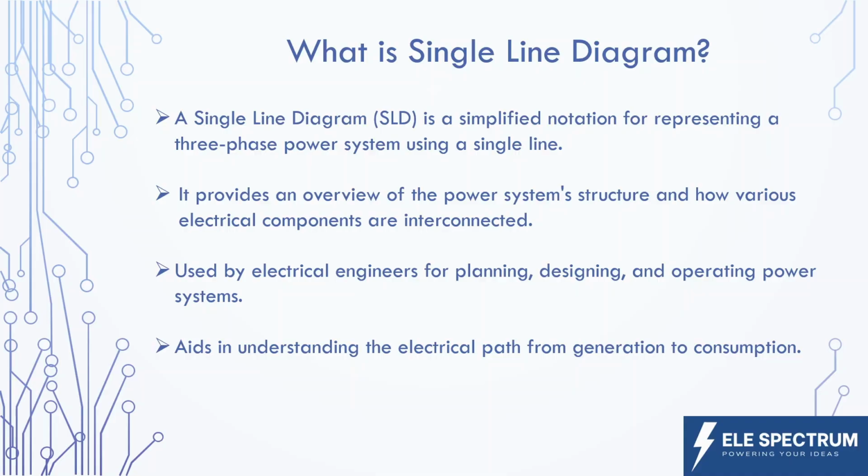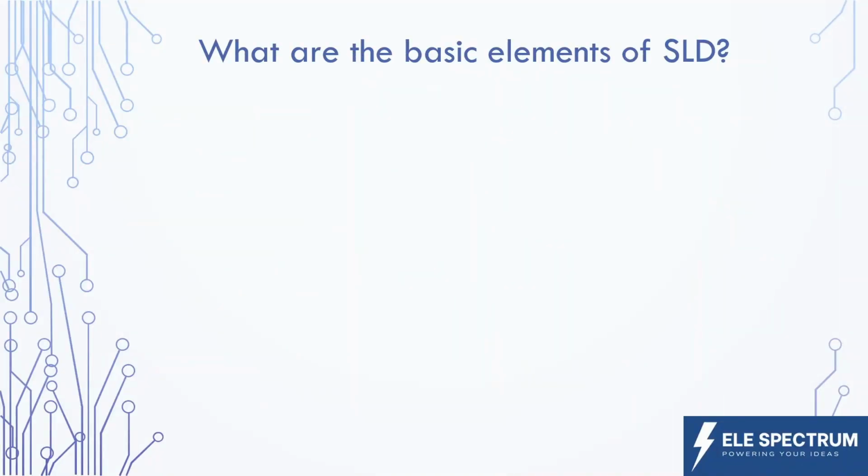Another thing is that, as we know, the power system is huge, starting from the generation to the transmission to distribution and to the consumption. And now to represent this complicated system, the single line is very helpful for electrical engineers for planning, designing, and operation of the power systems. Moreover, it also helps in understanding the electrical path from generation to the consumption for the various networks. So, if this is clear to you, then let's discuss what are the different elements of a single line diagram.